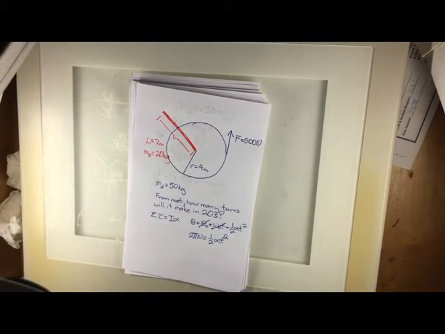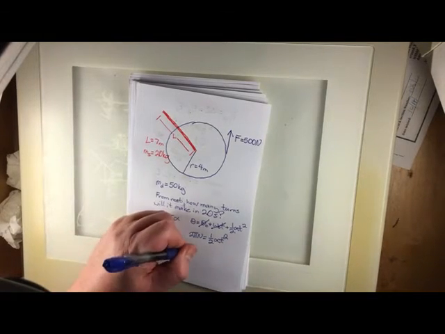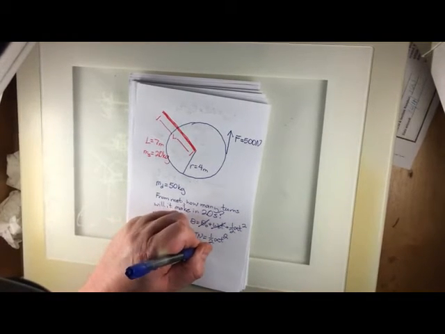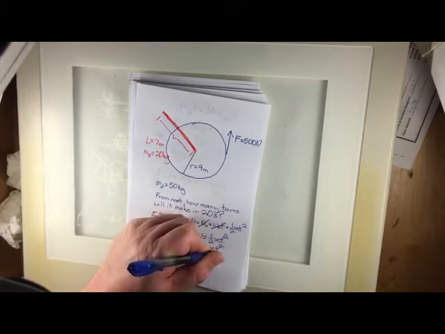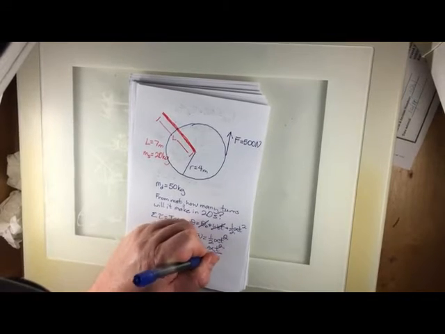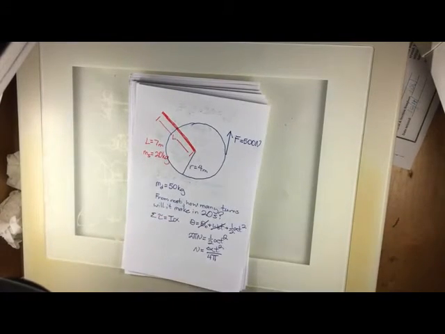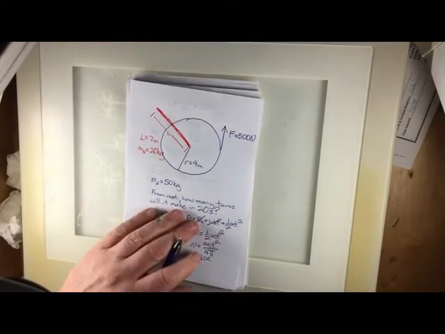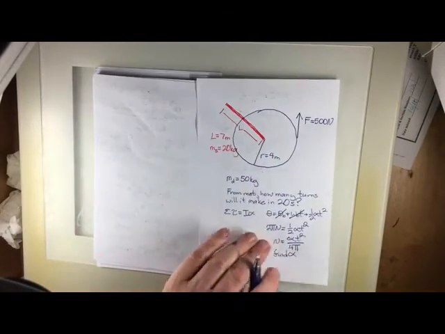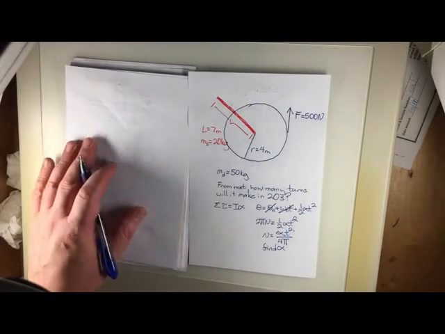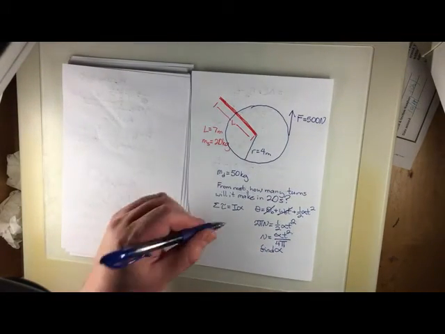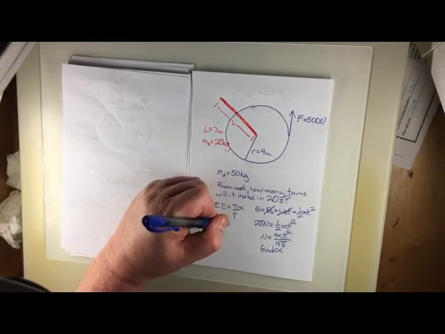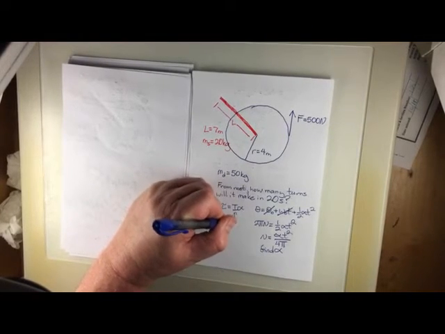So 2 pi n is equal to 1/2 alpha t squared. Now I don't know my alpha just yet. I know t and I don't know n. The only thing I can really do is go n equals alpha t squared over 4 pi. I need to find alpha. To find alpha, I really need to find the moment of inertia first.